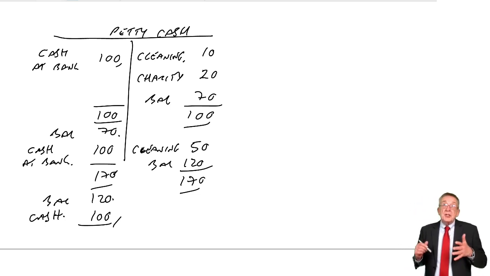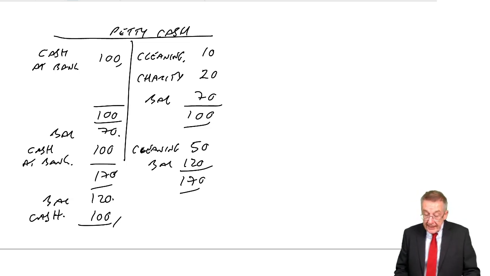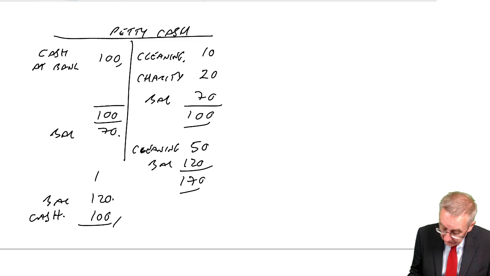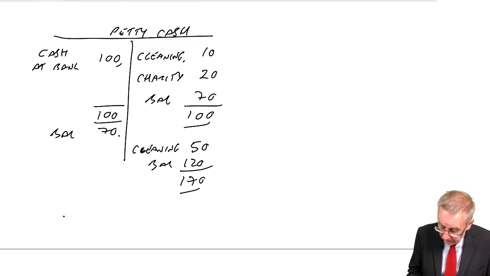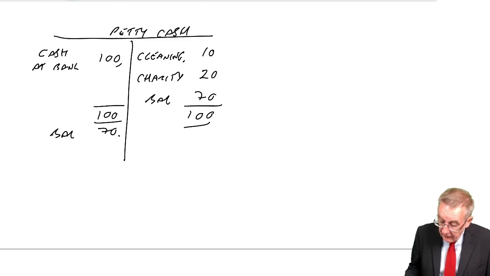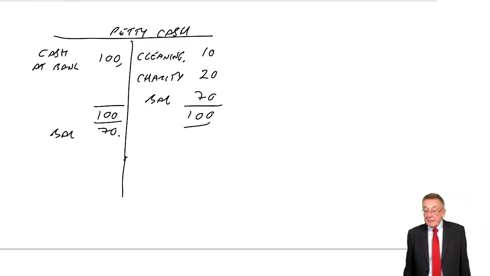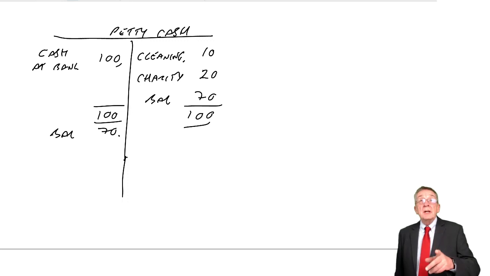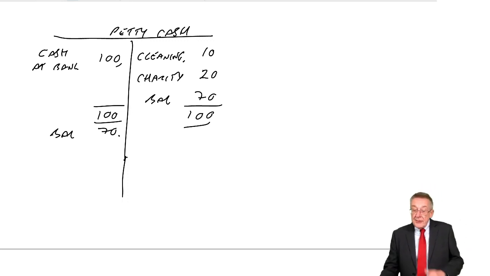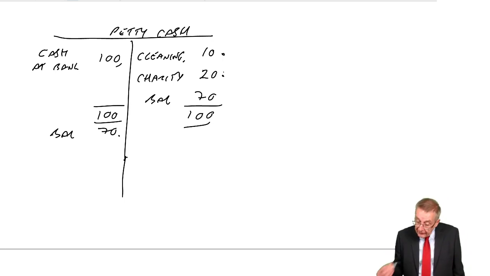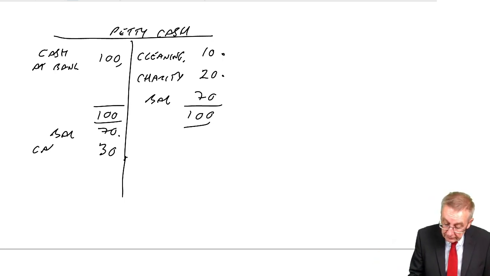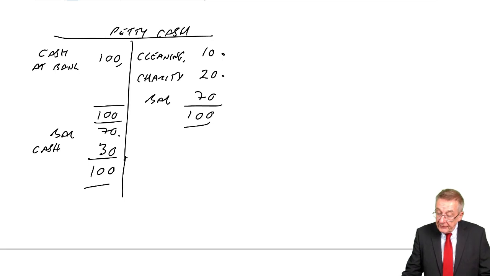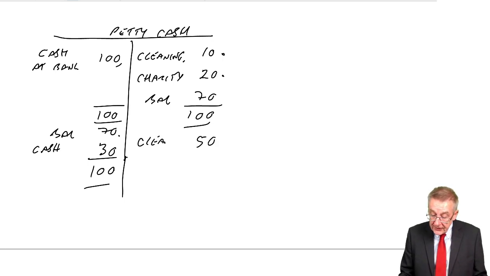Now, that might seem such a stupid thing to happen, but it does happen, and the solution is really easy. What should happen is this. The first week, they spent 30, there's 70 left. They come to me and say, can we have more petty cash? And I say, show me what you've spent. Bring the receipts. And they say, we've spent 30. And I say, fine, you can have another 30. And there's now 100. Next week, they spend 50. Credit, cash, debit, cleaning, whatever it is. And so there's 50 left.